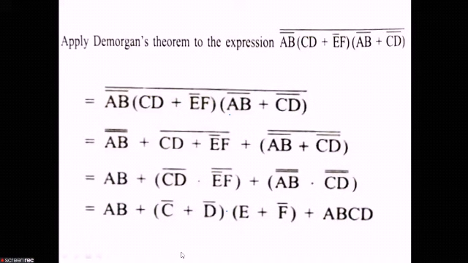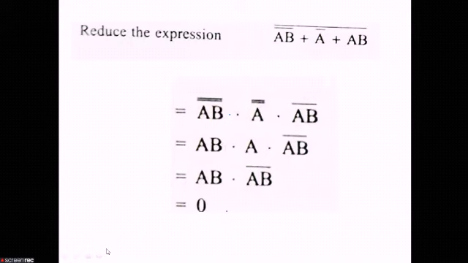So moving back to the next slide. Now coming here, we see that again when an expression is given, we have to apply De Morgan's theorem. We have to reduce the expression. It is given: reduce the expression A dot B bar plus of A bar plus of AB whole bar. Now here we are applying the break the line, change the sign concept.